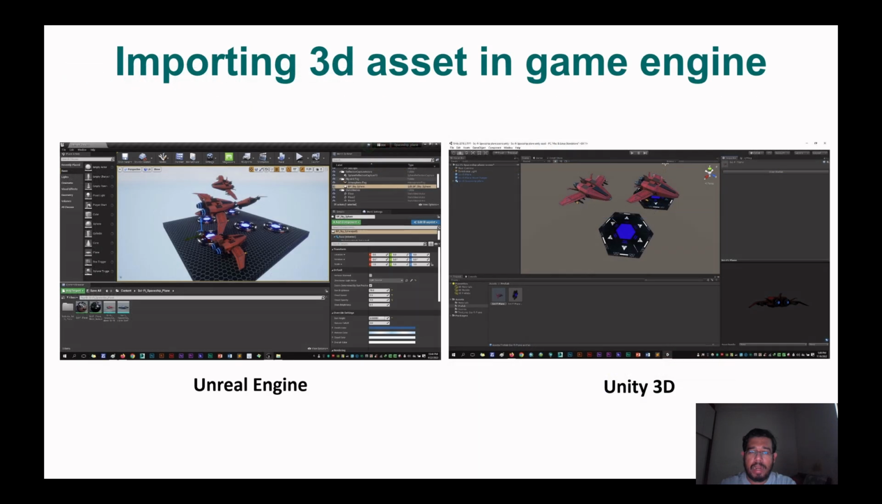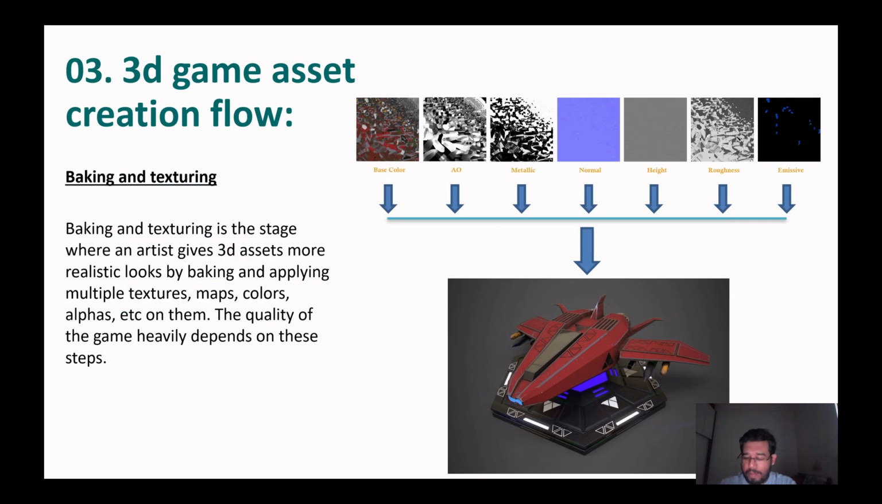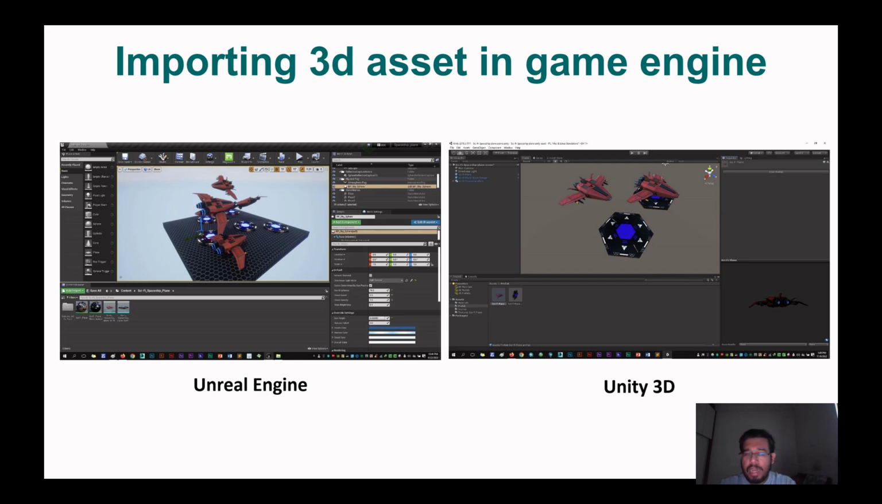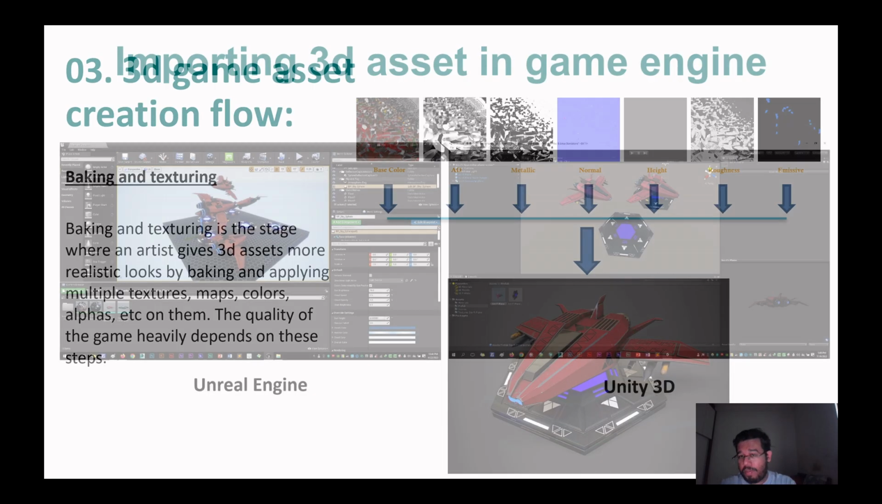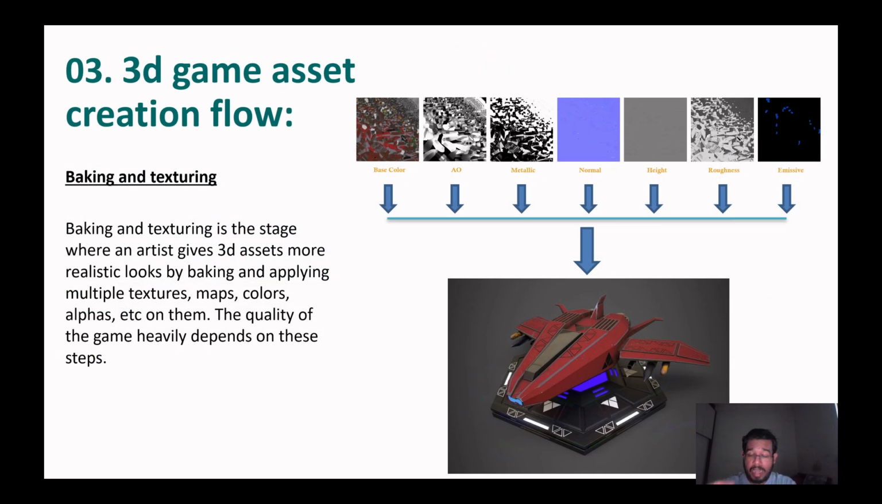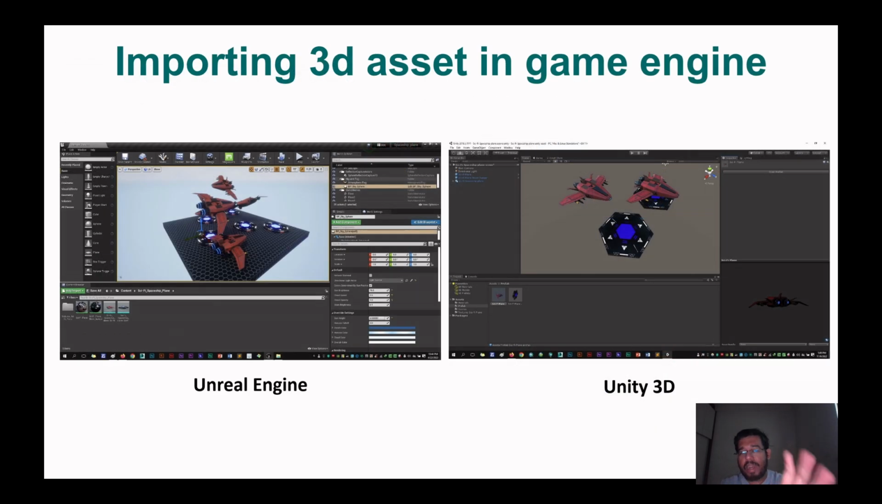And then after the baking, you can import it into a game engine, obviously. But there may be some prerequisite things, if you need rigging or advanced animation, then you have to do that animation part. And then finally after that, you can import it into the game engine.